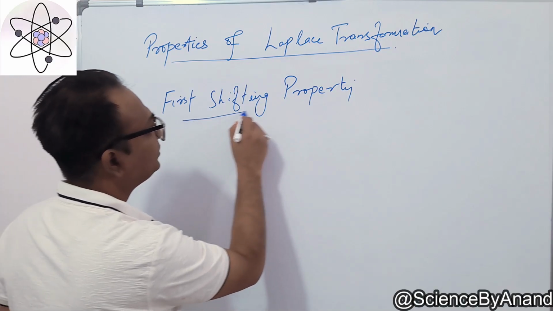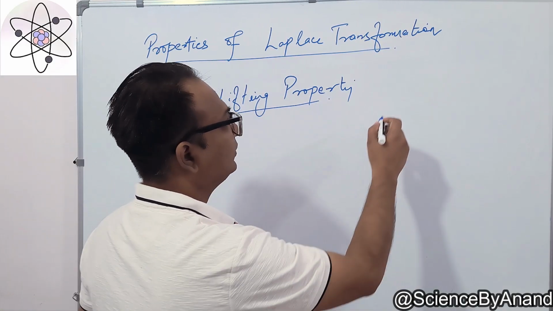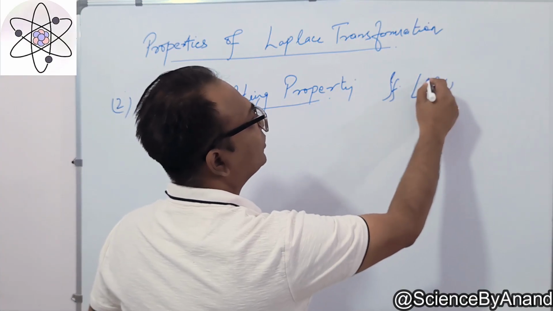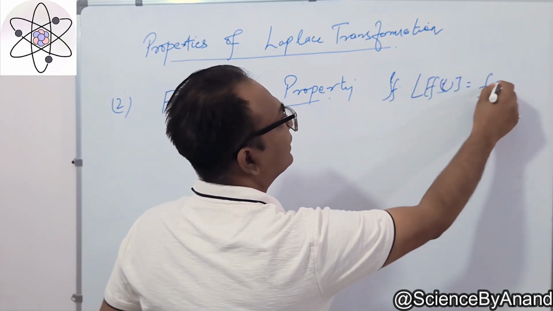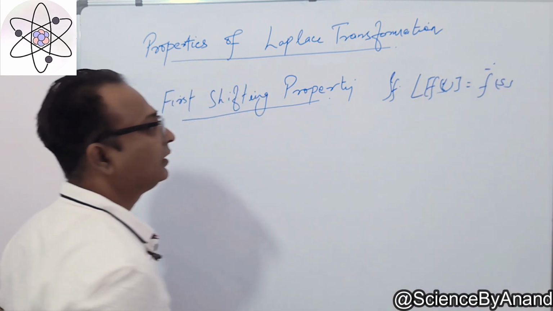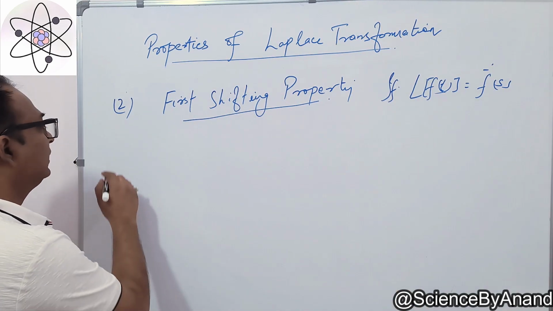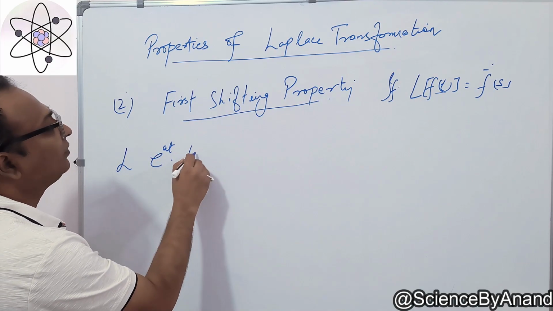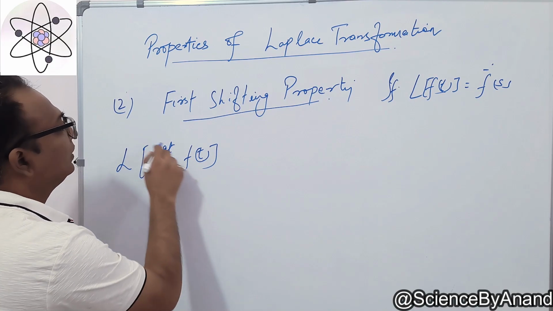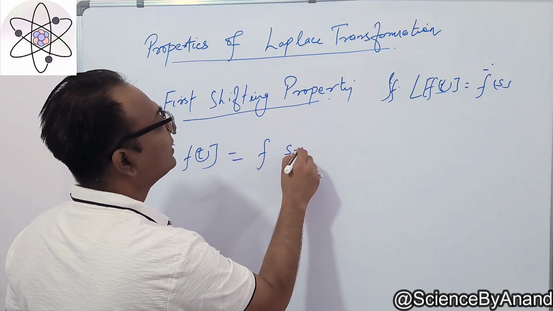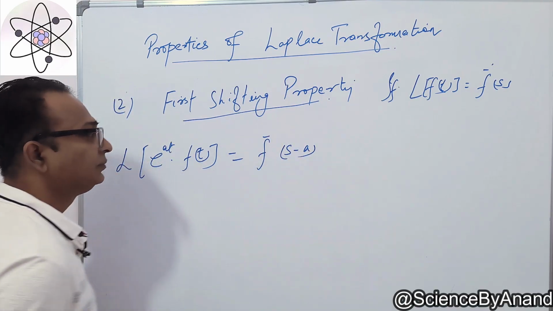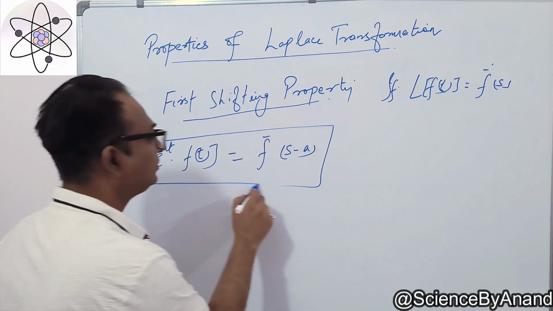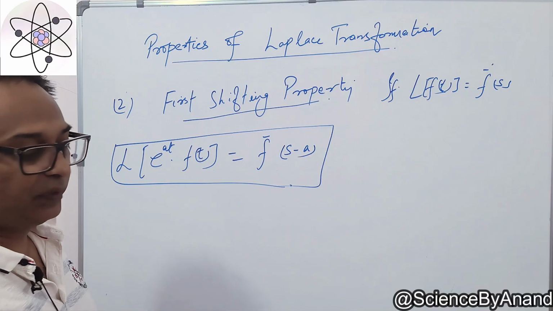What is it? If we have Laplace transform of f(t) is F(s), if we are denoting it like that, then Laplace transform of e to the power at into f(t) is given by the function F of s minus a. This is first shifting property, very important property. Let's prove it.